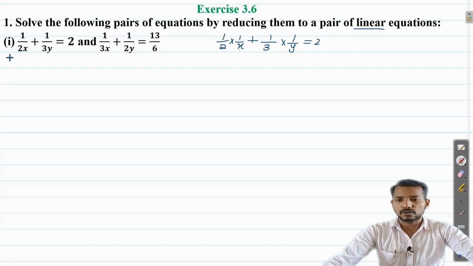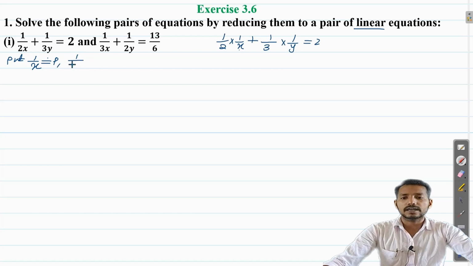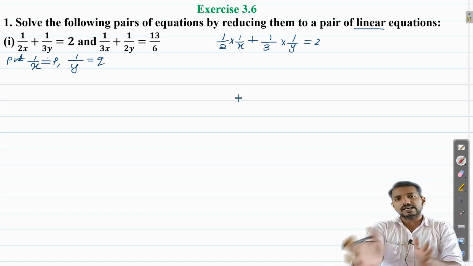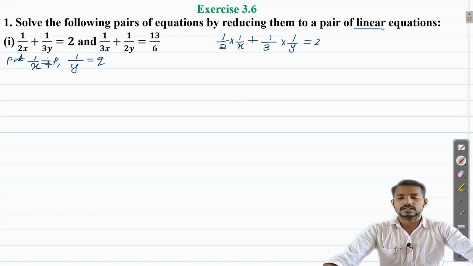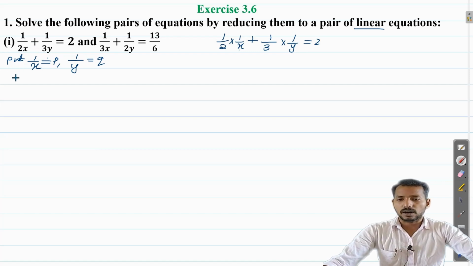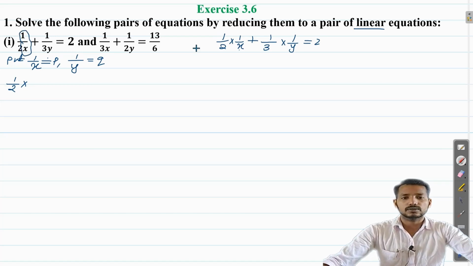So for that, in step 1, what do we need to do? Put 1 by x is equal to p and 1 by y is equal to q. p, q, or any variable like m, anything you can put. It's up to you. Then these equations will be changed. The 1 by x given here will be changed to p.